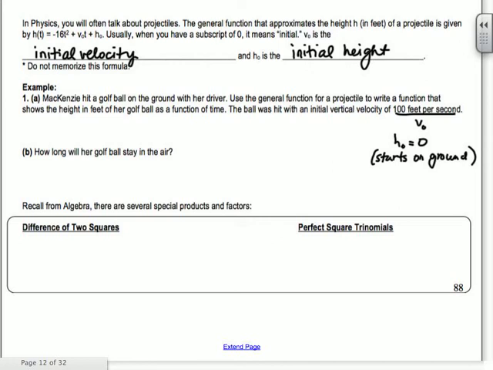Okay, so let's figure out our equation. I have h of t equals -16t squared plus v sub o t, so 100t, plus 0. You don't have to write the plus 0, but it'd be on the end. Okay, so the question is, how long will her golf ball stay in the air? In other words, we want to know when it hits the ground.